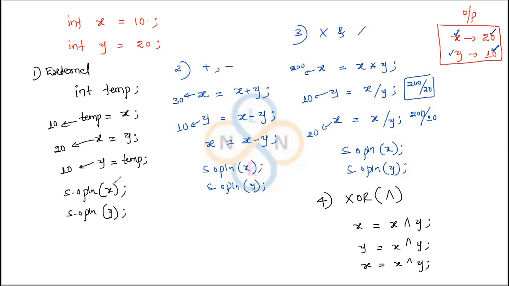So these are the four different approaches. After this, again, if you print x and y, we get the expected output as x is 20 and y is 10. So these are the four different approaches to swap any two numbers. Hope it is understood.